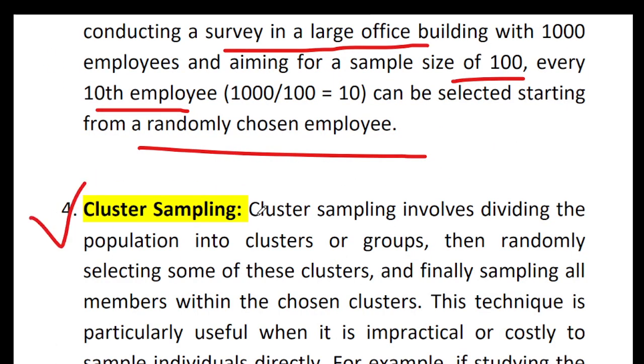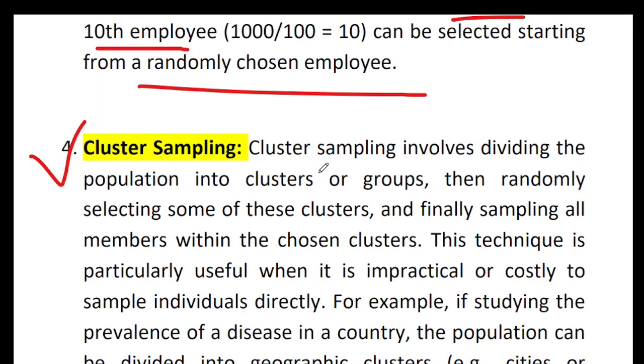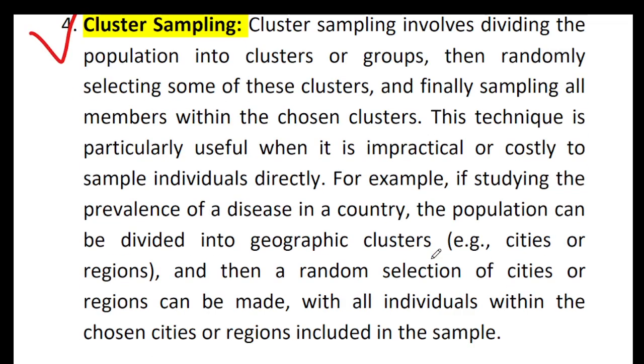Next is cluster sampling. Cluster sampling involves dividing the population into clusters or groups, then randomly selecting some of these clusters, and finally sampling all members within the chosen clusters. This technique is particularly useful when it is impractical or costly to sample individuals directly.